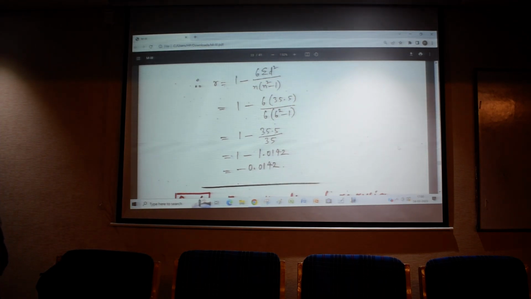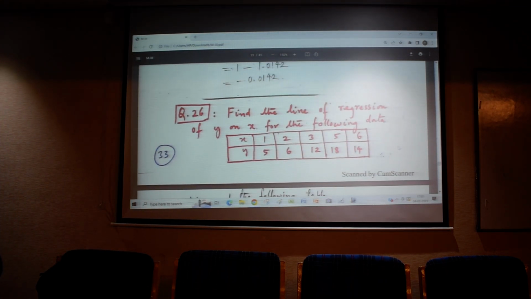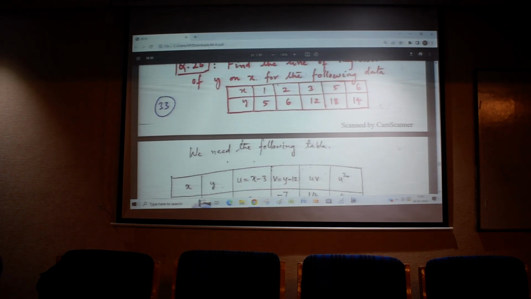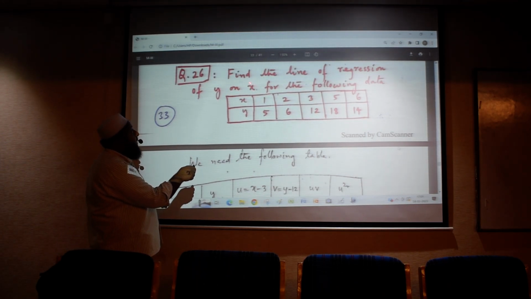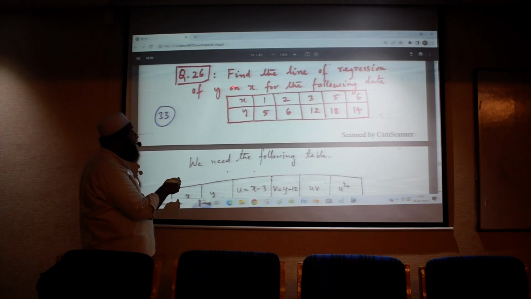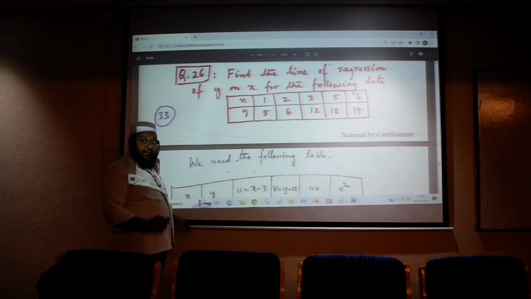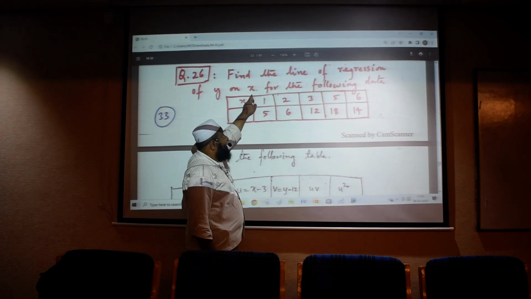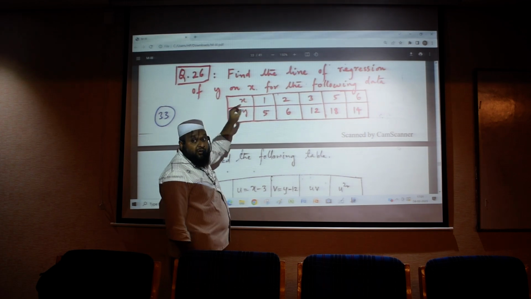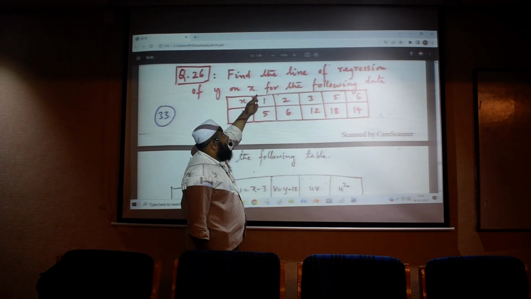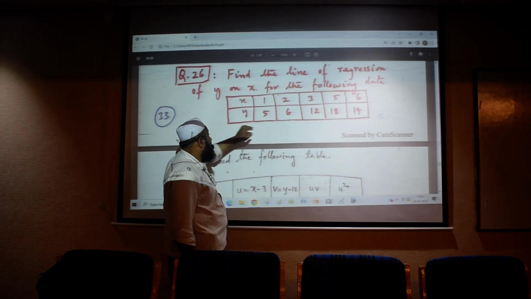Is this over? Yes, sir. So 25 questions are over. The last 5 questions: find the line of regression of y on x. Be very careful, keep in mind, if I write x here and y here, the calculation slightly changes. So it depends on the order. Line of regression of y on x for the following data.